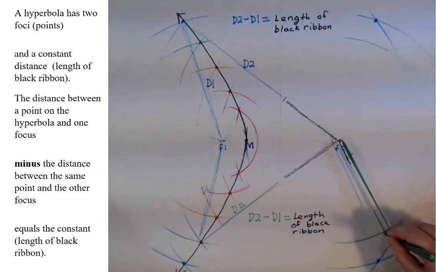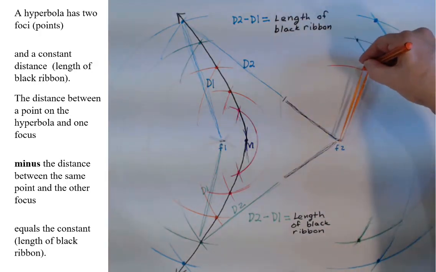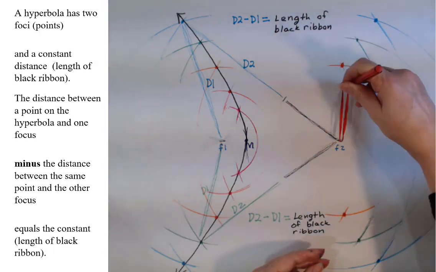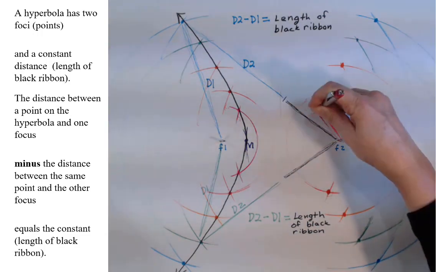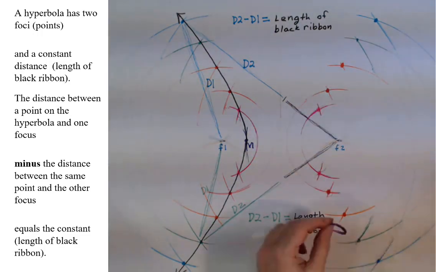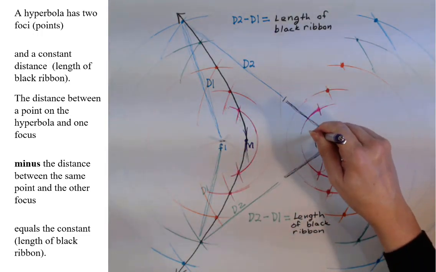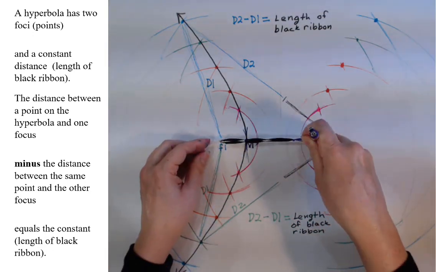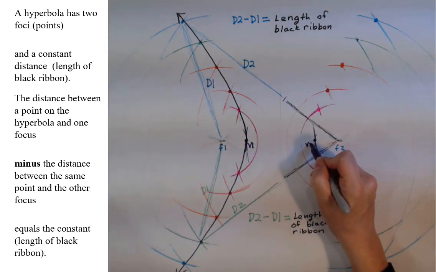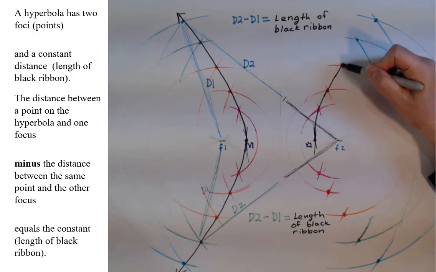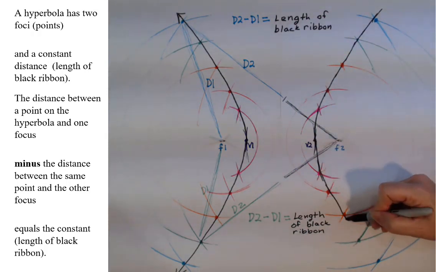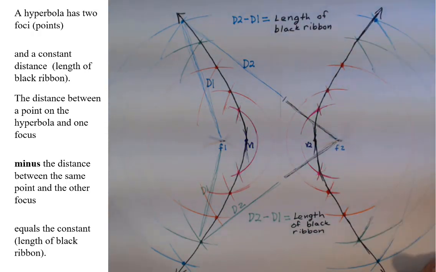We can do this again with the green ribbon, the orange ribbon, the red ribbon, the magenta ribbon, and finally the purple ribbon that gives us the other vertex. I told you there would be one. This is vertex V2. We run a curve through all of these points, and that is the other branch of the hyperbola. Next, we add a coordinate system to our hyperbola.